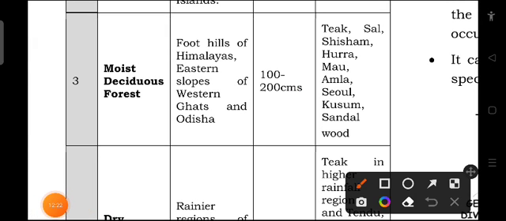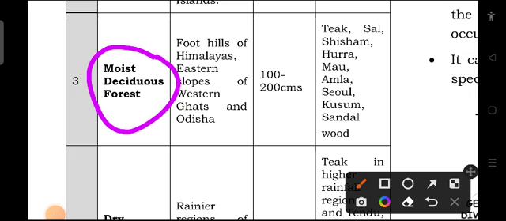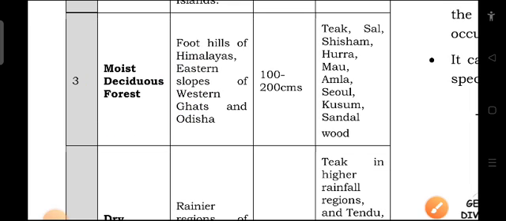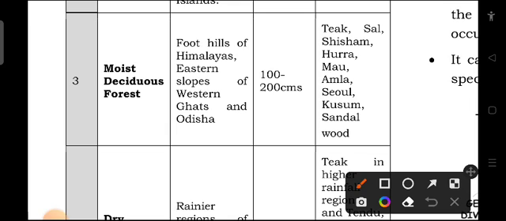The next type is moist deciduous forest. They are found in the foothills of the Himalayas and on the eastern slope of the Western Ghats. The two types we saw earlier are found on the western slope of the Western Ghats, whereas moist deciduous forests are found on the eastern slope of the Western Ghats. They are also prominent in the Odisha region and the foothills of the Himalayas. Unlike the above two, which are in the northeast region, here the rainfall is between 100 and 200 centimeters.